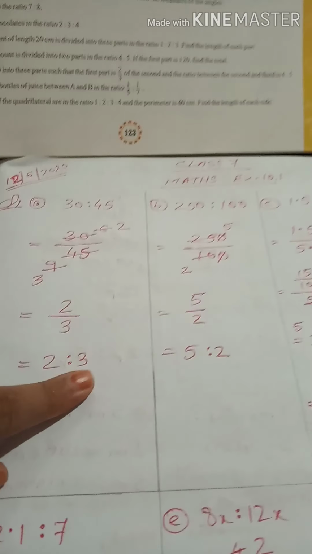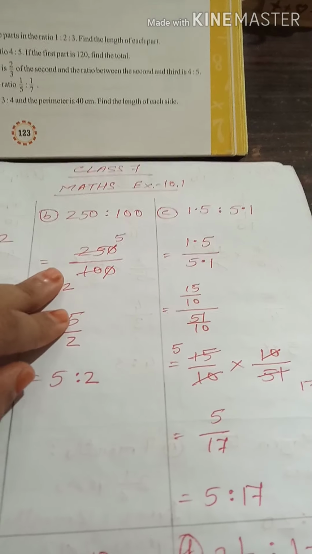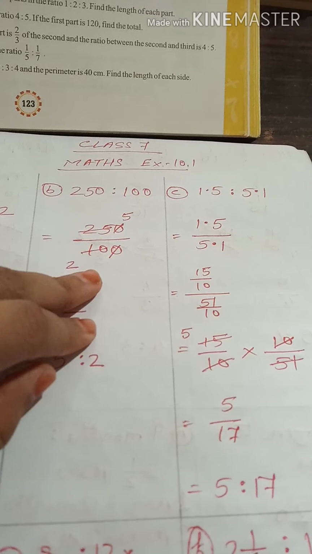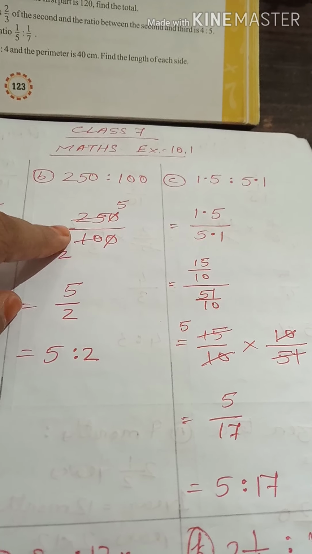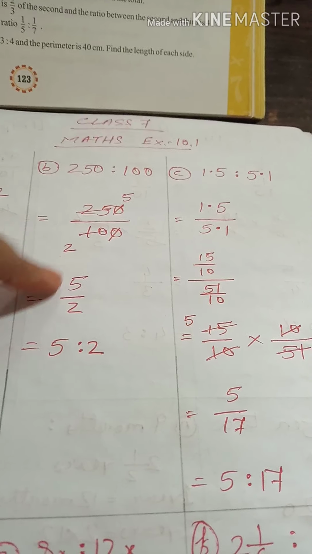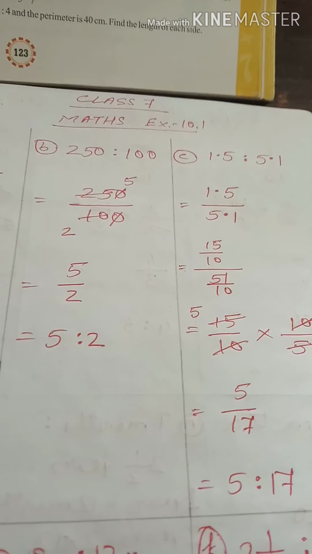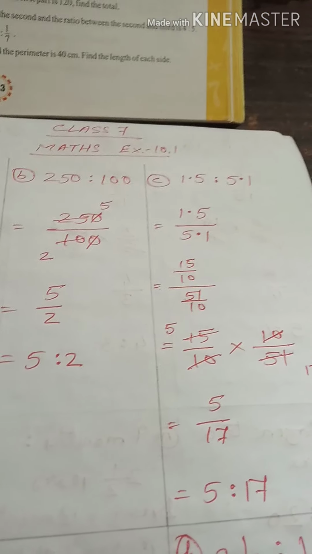Same thing in case of 250 is to 100 also. Same, 250 by 100, 0 and 0 we have cancelled first, then 25 and 10 we have divided with 5. 5 5s are 25, 5 2s are 10. More than that is not possible. So our answer is 5 is to 2.